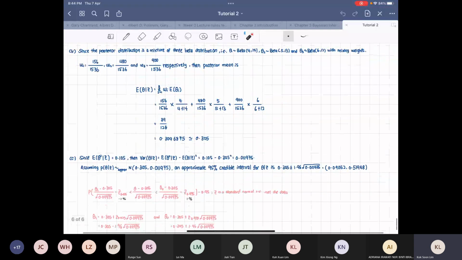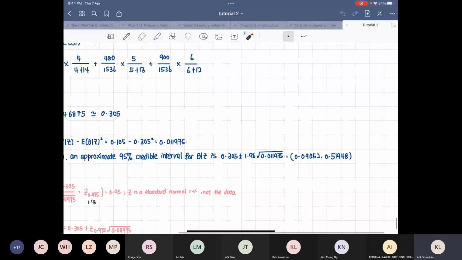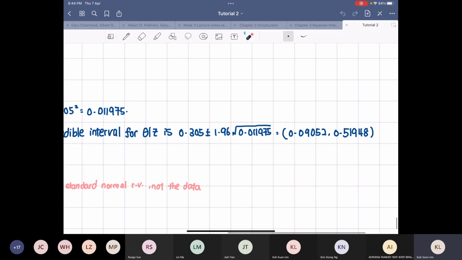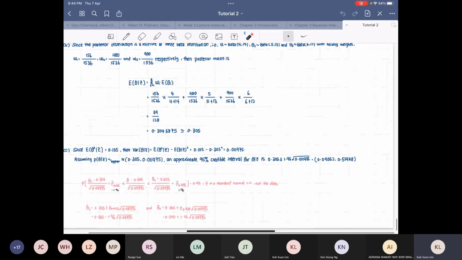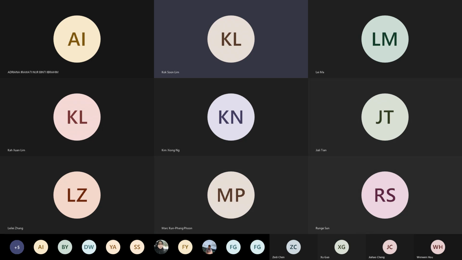Sorry, can you show me your credible interval again? Yeah, this part, your estimate. Okay, can you see? Is it correct? I'm not sure whether it's correct. Yeah, okay, it's correct. Just now I didn't see it because your writing is too small. Okay, I see. Good work. Thank you.